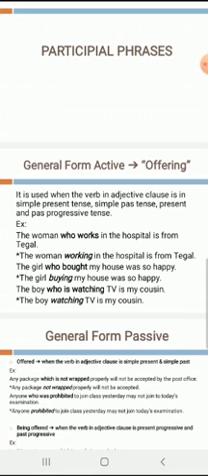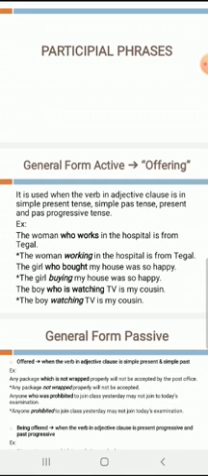Then you have to identify whether the verb is active or passive. The woman who works, wanita yang bekerja, not wanita yang dipekerjakan. So because the sentence is active and the tense is simple present tense, we have to use the general form. The verb of the adjective clause, work, we change it into a gerund.